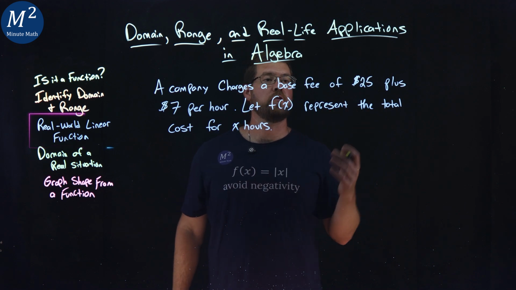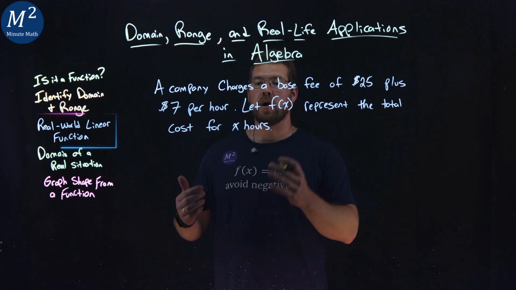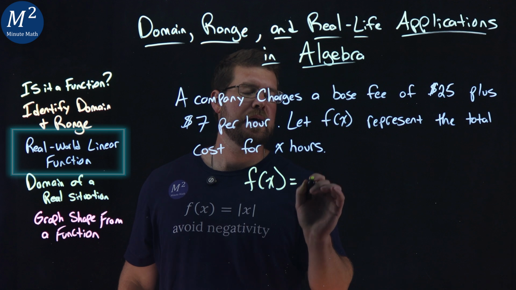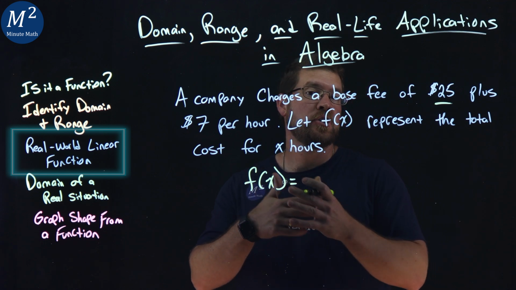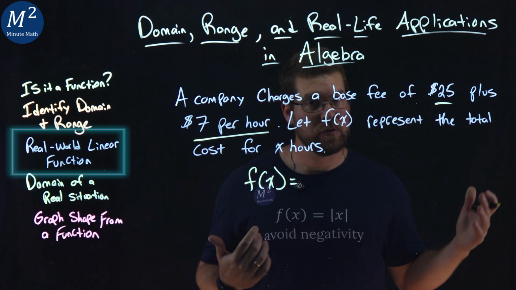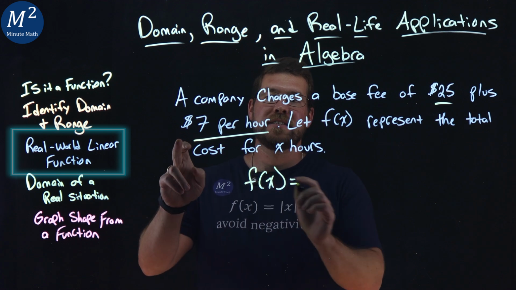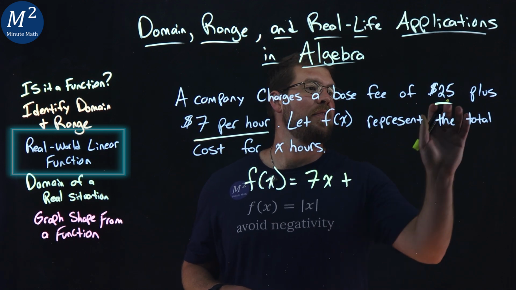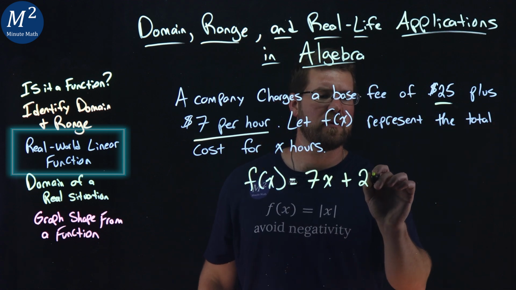A company charges a base fee of $25 plus $7 per hour. Let f of x represent the total cost for x hours. So we'll write our function here. f of x is equal to, we have 2 fees in place. We have a base fee of $25 and a changing rate fee of $7 per hour. This is the one that's going to be changing by x, the number of hours that we're renting. So we have $7 times x, the number of hours being rented, plus this base fee, that's a constant, it's always there. No matter how many hours you rent, you just have the one-time fee of $25.